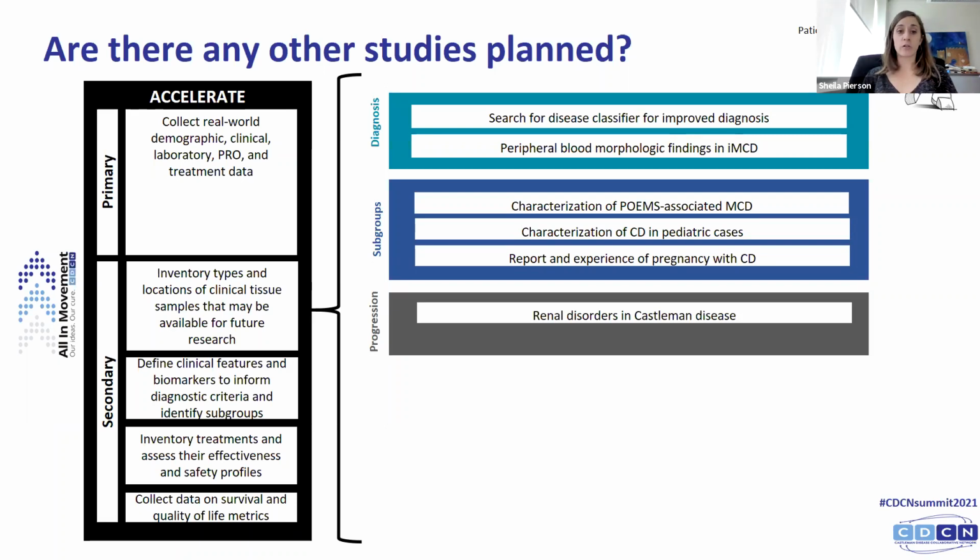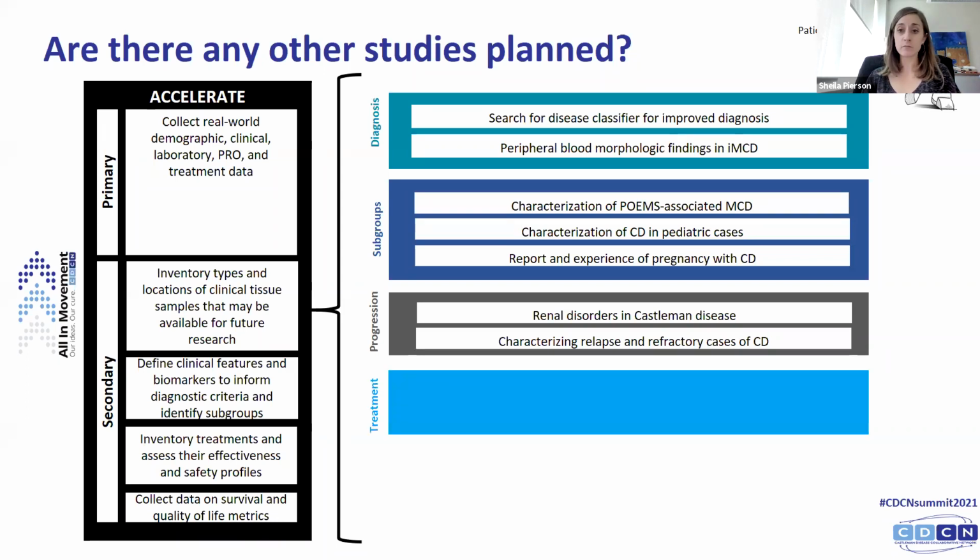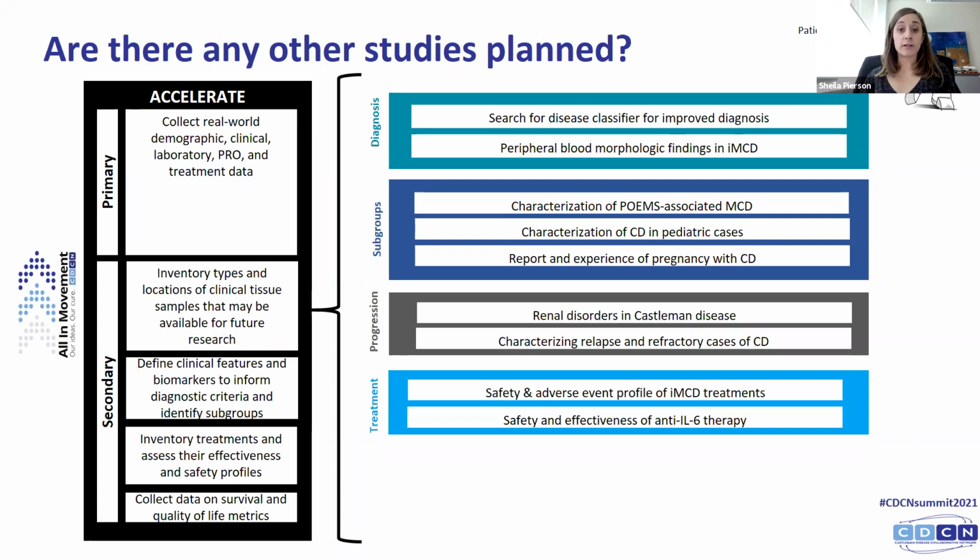We can also look at progression. We're planning on looking at renal disorders in Castleman disease, so that's disorders of the kidney. We want to look at characterizing relapse and refractory cases of Castleman disease, so patients who have a subsequent flare. We want to look at the safety and adverse event profile of all of our treatments. And we also want to look at the safety and effectiveness of anti-IL-6 therapies.